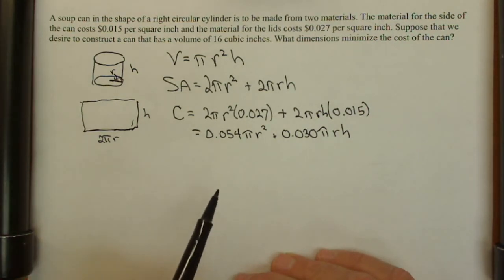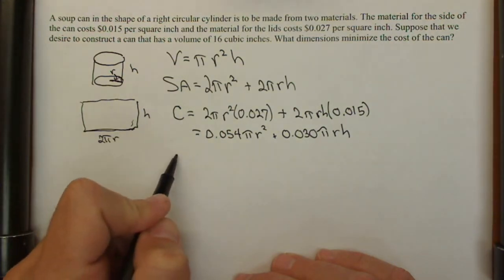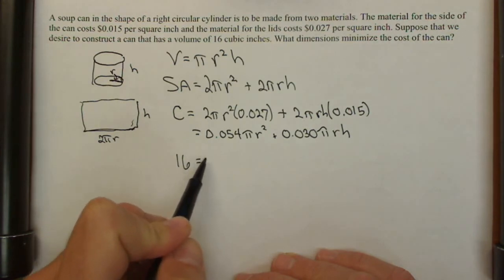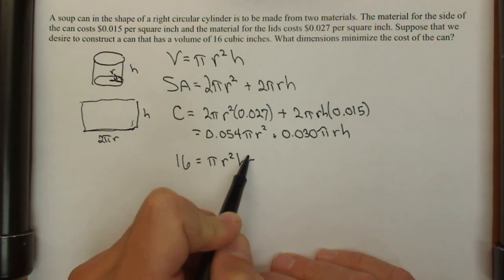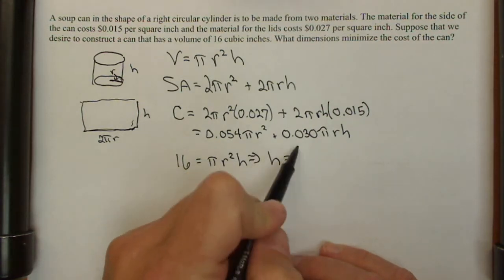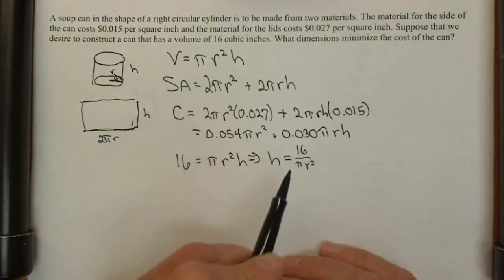next thing we're going to do is get this thing in a single variable. Well, we were told that the volume had to be 16 cubic inches. So that's going to be equal to our pi r squared h. And what I'm going to do is I'm going to solve my constraint for h. So h equals 16 over pi r squared.